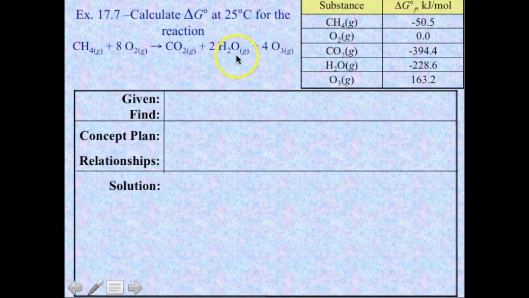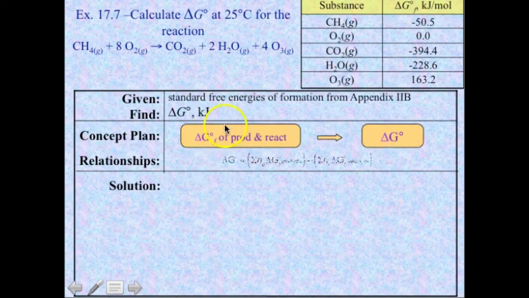We'll discuss the answer. So now let's calculate the change in free energy at 25 degrees for the reaction of methane reacting with 8 moles of oxygen to form carbon dioxide, 2 moles of water, and 4 moles of ozone. And we're given the table of standard free energy changes in terms of kilojoules per mole. So from this table, you are going to use the sum of the free energies of the products and subtract from that the sum of the free energy of the reagents to get the free energy change for the reaction.